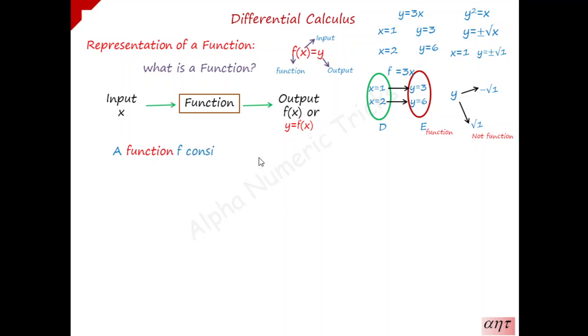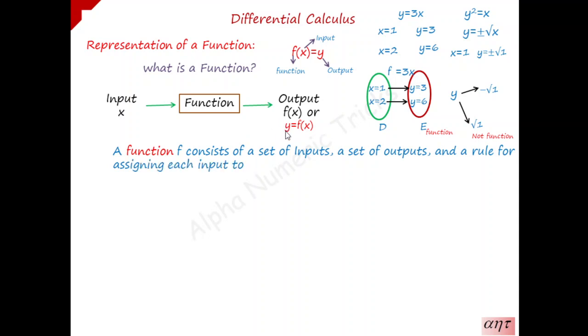So we can define a function as consisting of a set of inputs, a set of outputs, and a rule or method for assigning each input to exactly one output. This is the function. It consists of a set of inputs, a set of outputs and a rule, according to which we get the output, assigning each input to exactly one output.